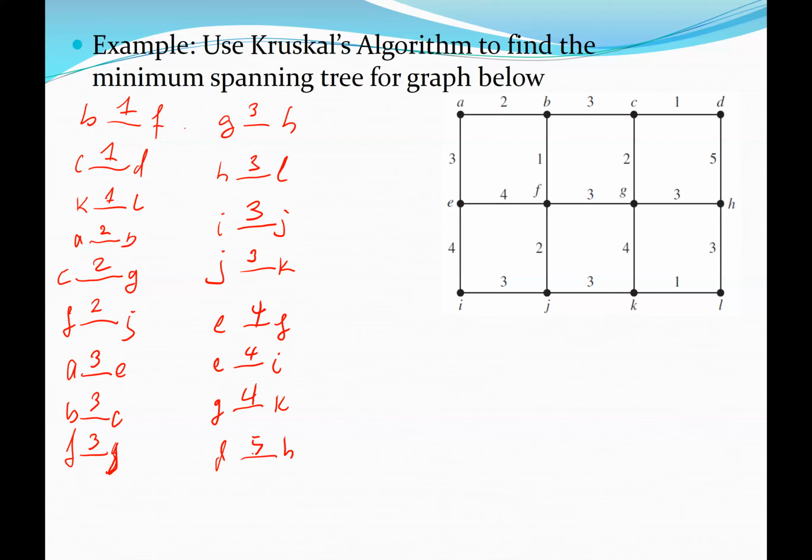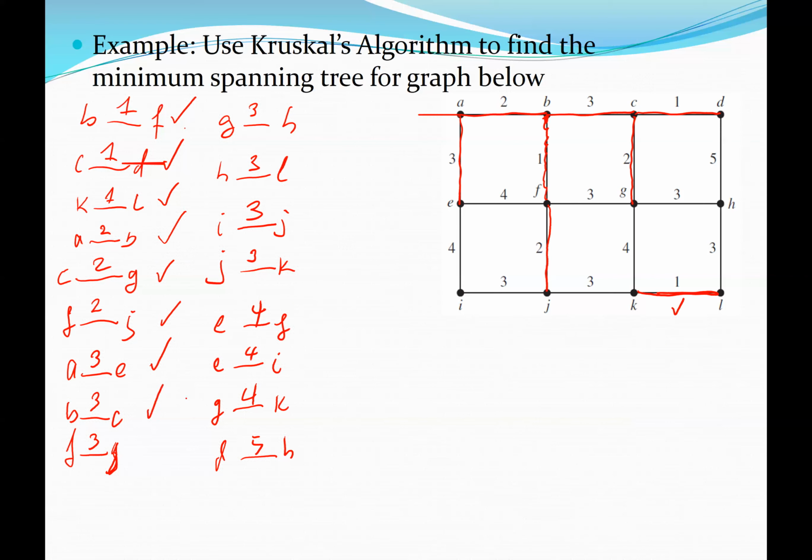Now we go back and see if we can fill it up. So BF, good. So check mark. And CD, check mark. KL, check mark. AB, check mark. CG, again, try not to create any loops. So CG, check mark. And then FJ, check mark. AE, check mark. BC, yep, BC should be good. There's no loop, so check mark.